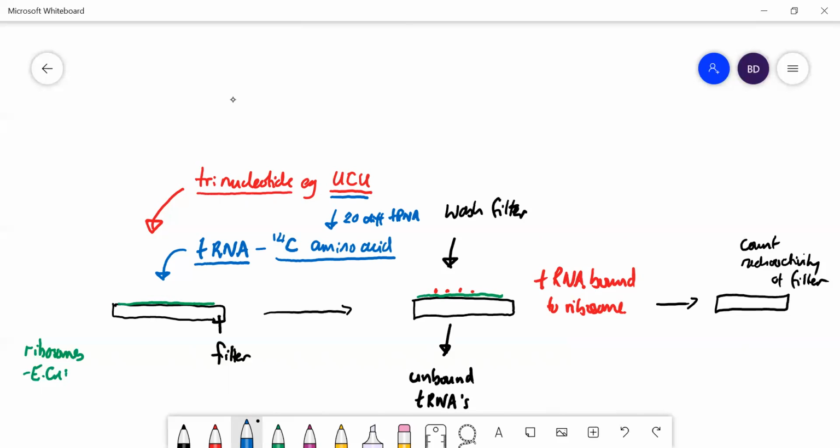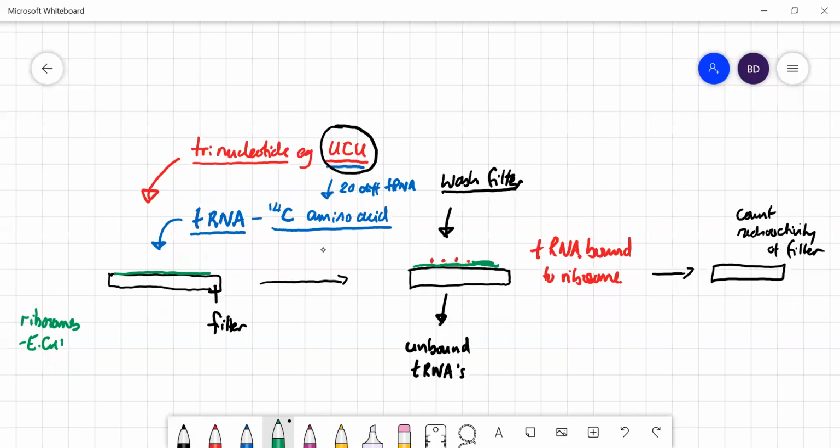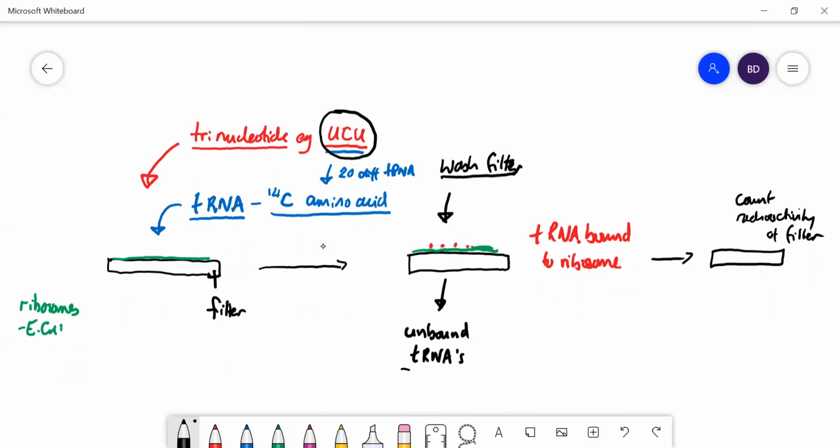Now, the next stage here was to wash the filter. Now, if the transfer RNA is complementary to this, if it's got the right anticodon for that codon, it will stick to that, and that's stuck to the ribosomes, which are on the filter paper. So the transfer RNA, if they've got the right combination, would stick. Then they washed it, and that removed any unbound transfer RNA. And they'd have to do this with 20 different amino acids, as I said.